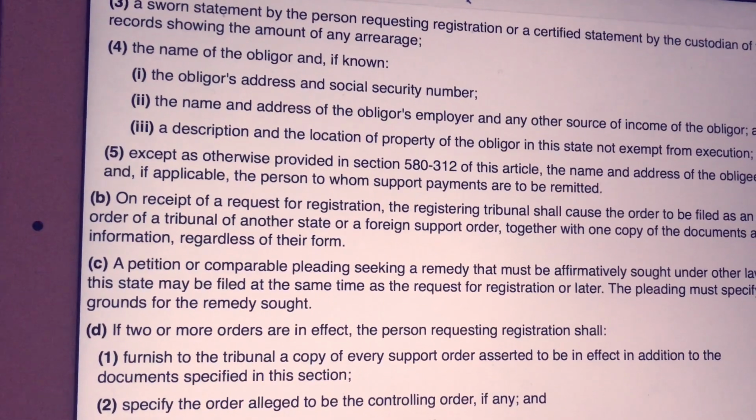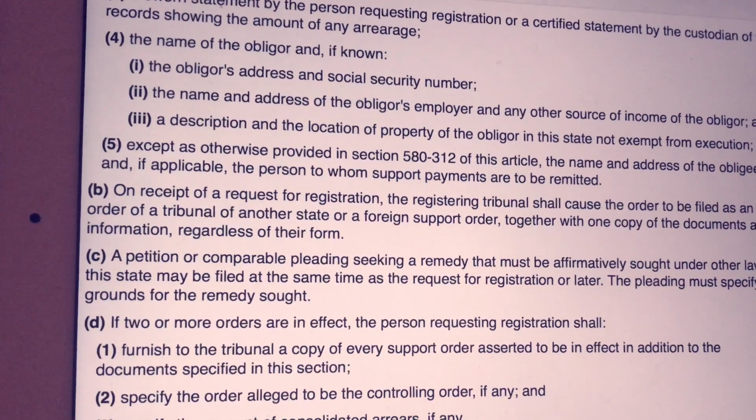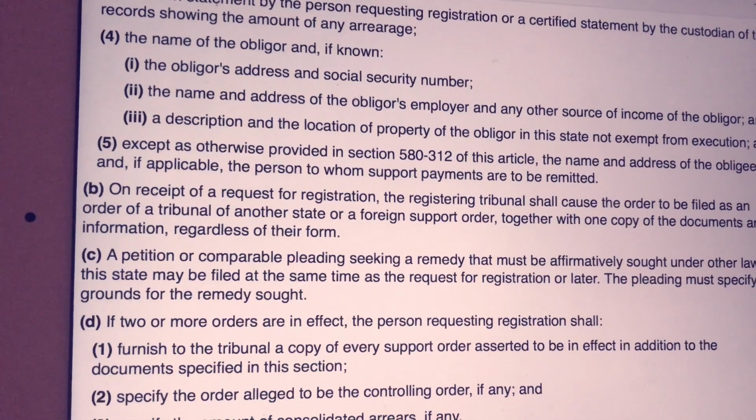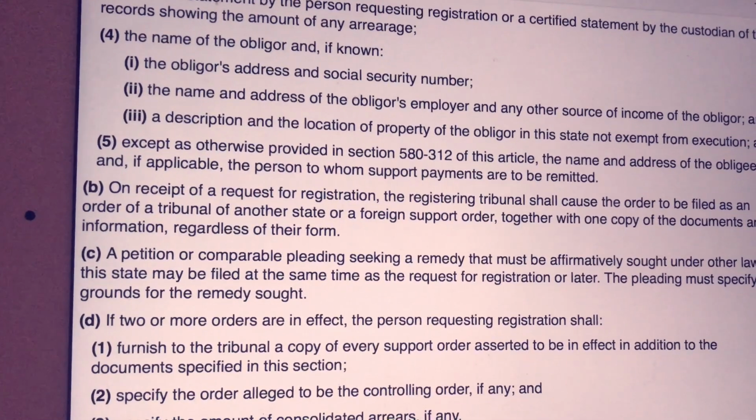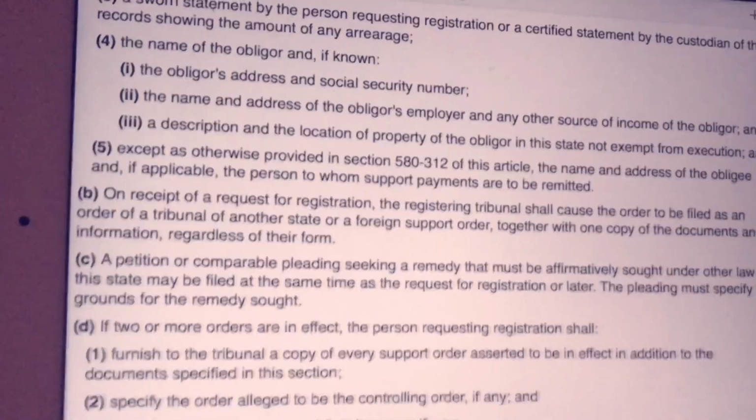E. A request for a determination of which is the controlling order may be filed separately or with a request for registration and enforcement or for registration and modification. The person requesting registration shall give notice of the request to each party whose rights may be affected by the determination.